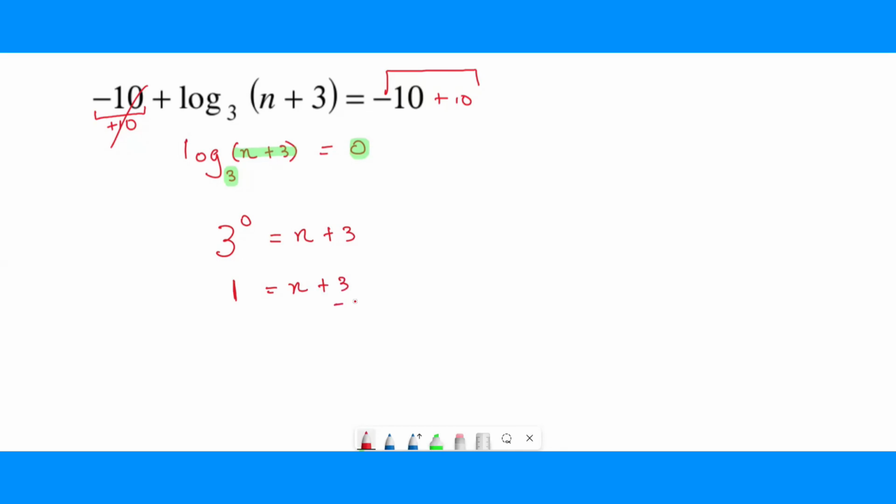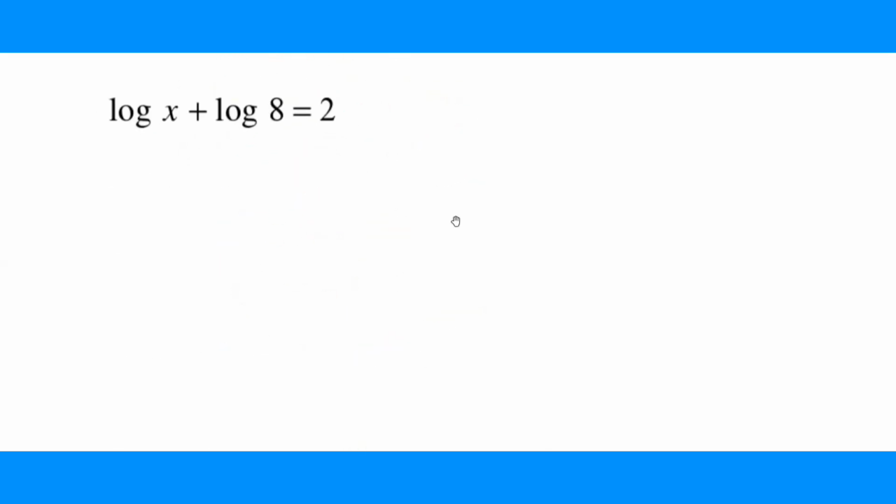Thereby, we're going to subtract 3 from both sides. So on the left side, -2 is equal to n. So that is our second response there: n is equal to -2. Our third and final question here goes like this.